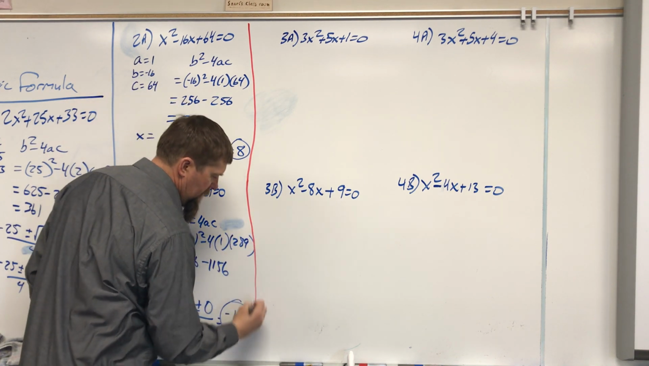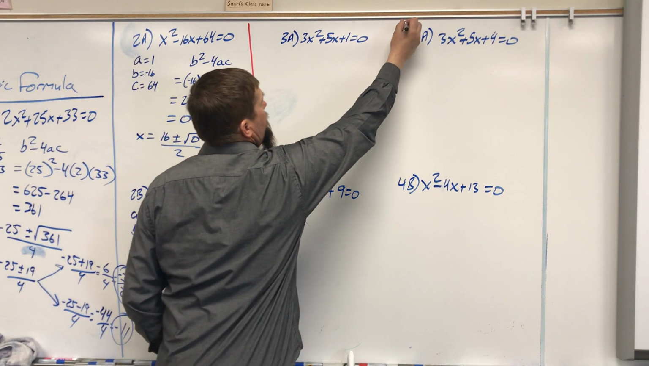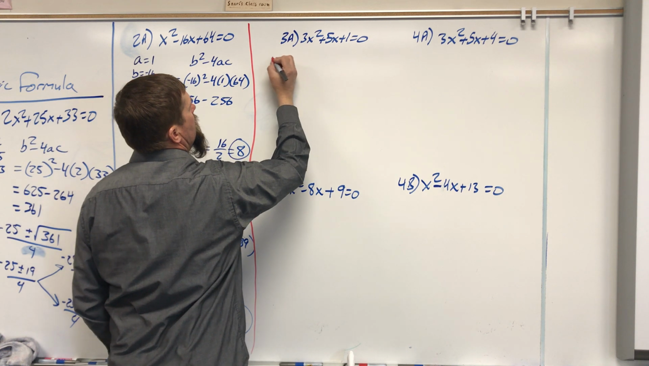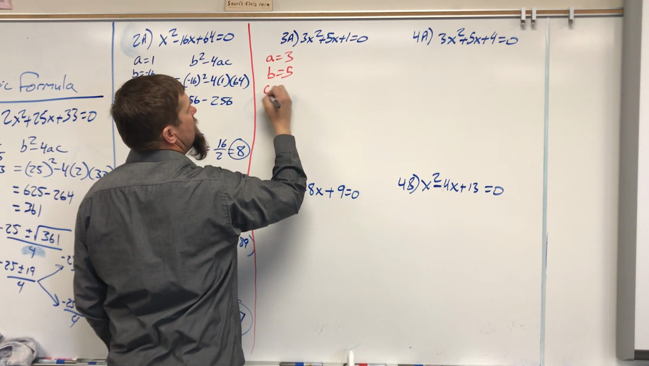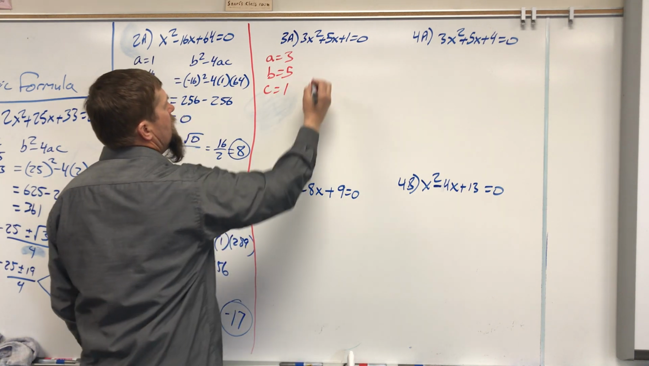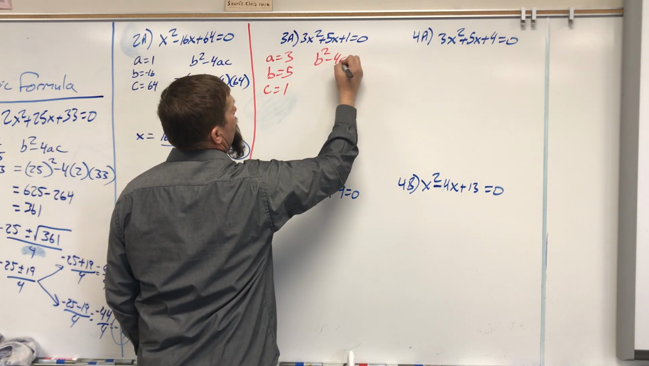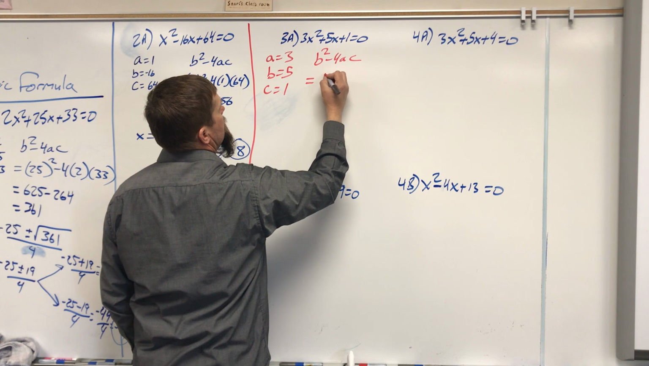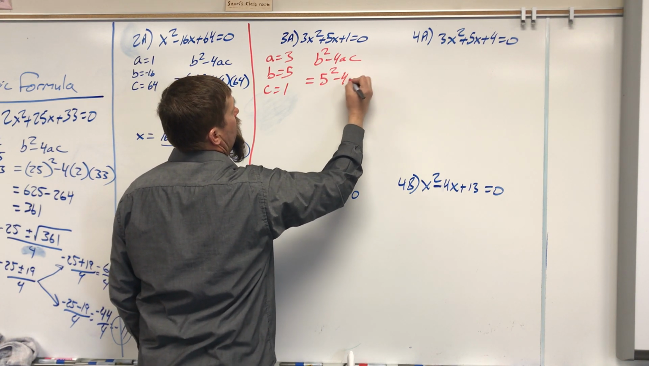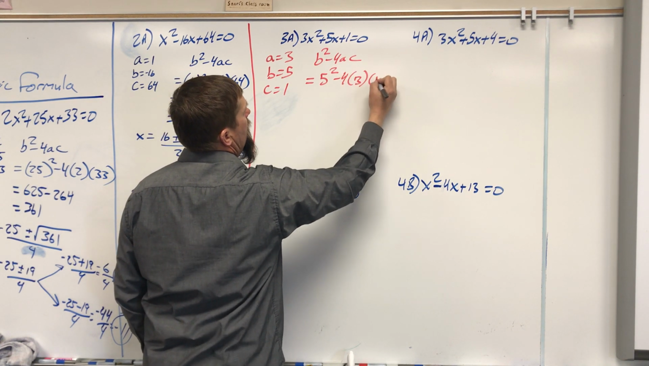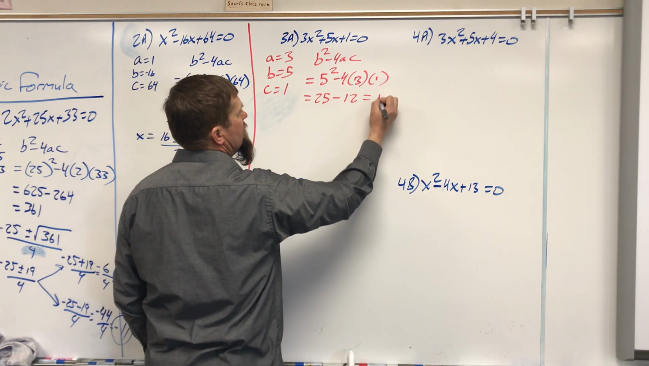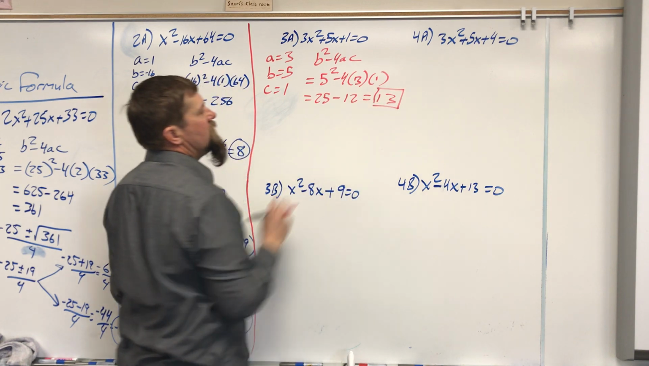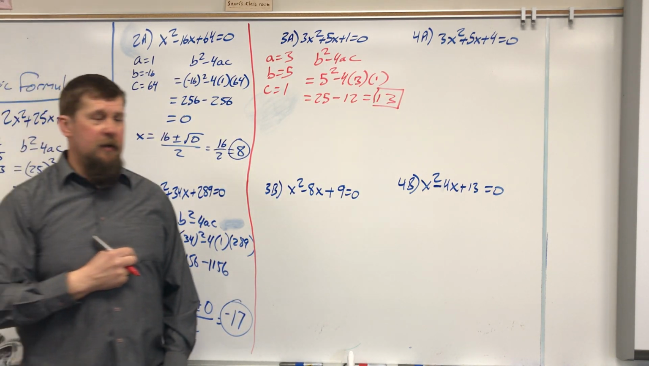In your book, example 3A. All right, so A equals 3, B equals 5, C equals 1. B squared minus 4AC is 5 squared minus 4 times 3 times 1. This time you have 25 minus 12, which is 13. So the discriminant is 13.